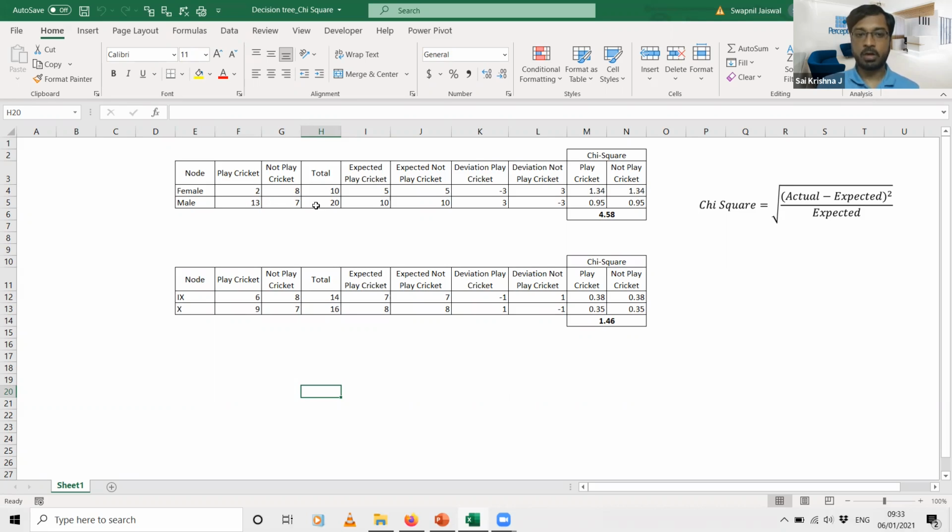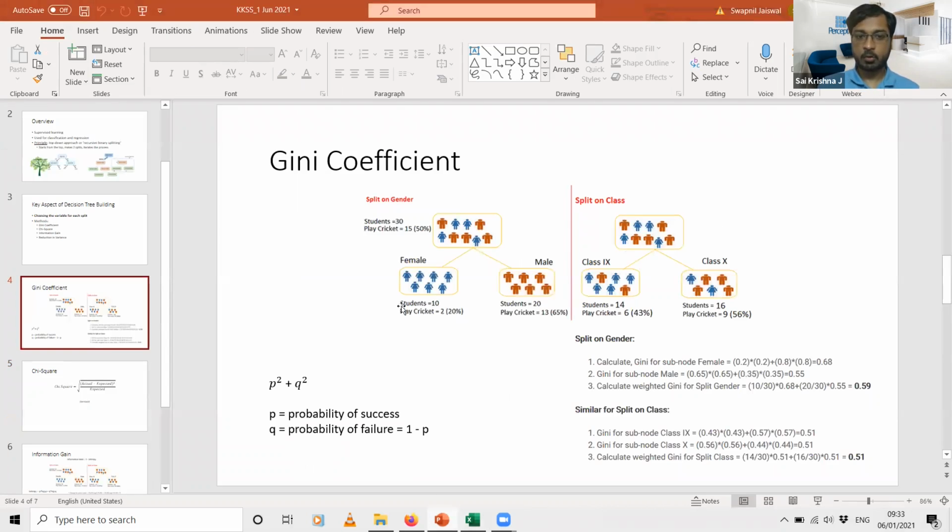Okay. Now from this data, you calculate something called the expected values and the deviation. Now how do you calculate this expected value? Just go back here for a moment. Out of the entire data set that you have, 50% of the students play cricket. So when you're saying expected value, then the same 50% will be applied on each of these subnodes. If in the entire data set half of the students play cricket, then I will naturally assume that by default half of the females and half of the males will be playing cricket.